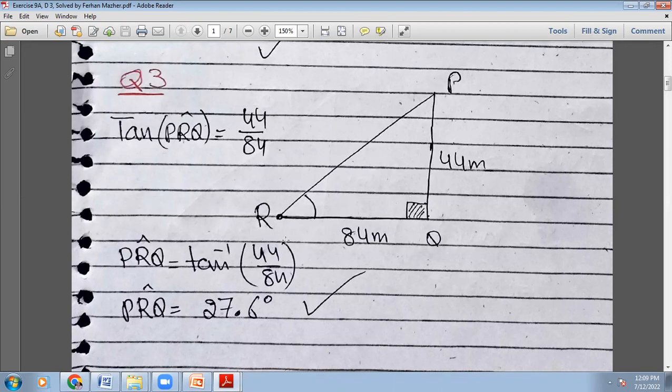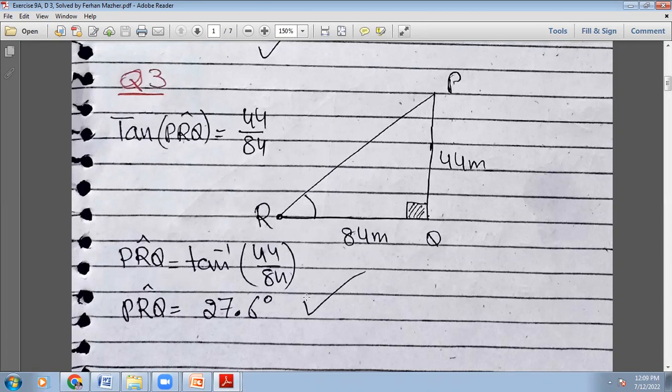So perpendicular by base, that's tan. So I will use the trigonometric ratio tan. So tan PRQ will be equal to the perpendicular by base, 44 by 84. I want to get this angle, so this tan will come to this side and become tan inverse. So angle PRQ will be equal to tan inverse of (44 by 84).